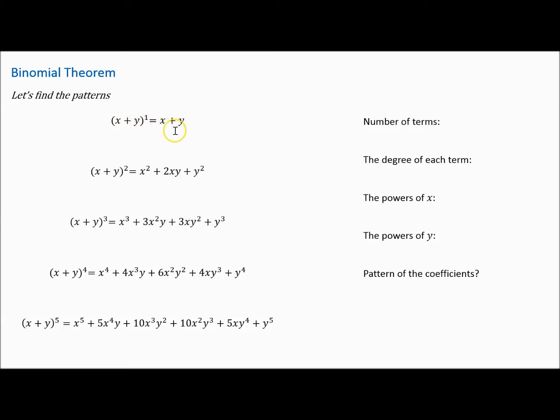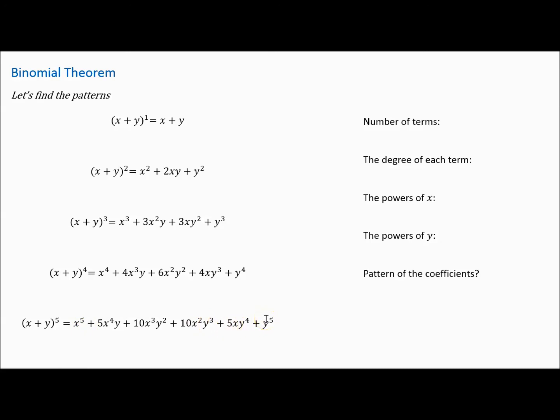When you finish your expansion, when you finish multiplying it out, how many terms does it have? Well, notice this has 2 terms, right? So x plus y to the first has 2 terms. X plus y squared has how many terms? 1, 2, 3. X plus y to the third has how many terms? 1, 2, 3, 4. X plus y to the fourth has how many terms? 1, 2, 3, 4, 5. X plus y to the fifth. How many terms do you think that has? 6, right? So 1, 2, 3, 4, 5, 6.